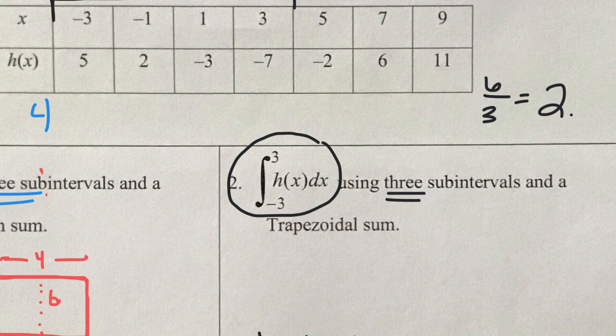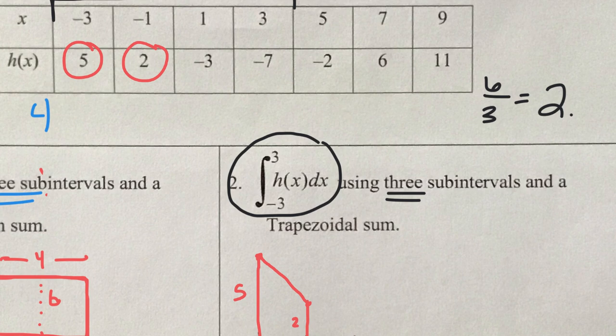So what we want to do is draw our trapezoids. We're going to use the y value from -3 and the y value from -1. So first we're going to go up to +5. That's the y value for -3. And we're going to go up to +2. That's the y value for -1. And then this becomes your trapezoid.